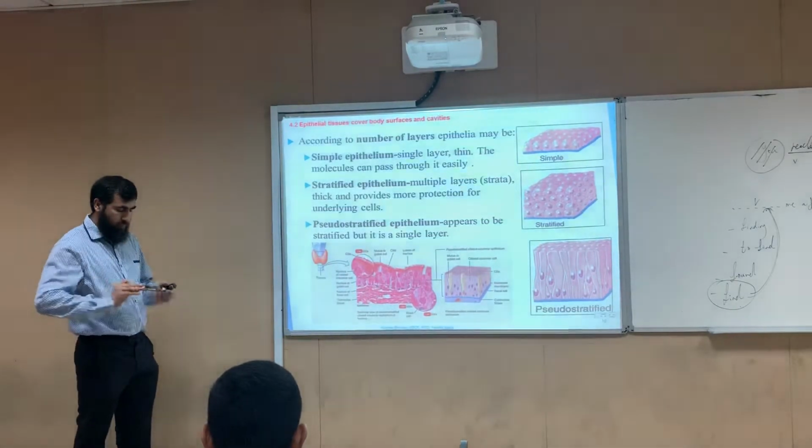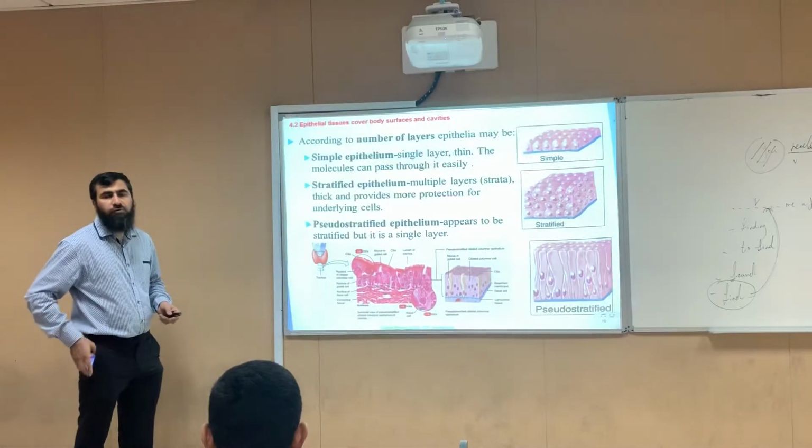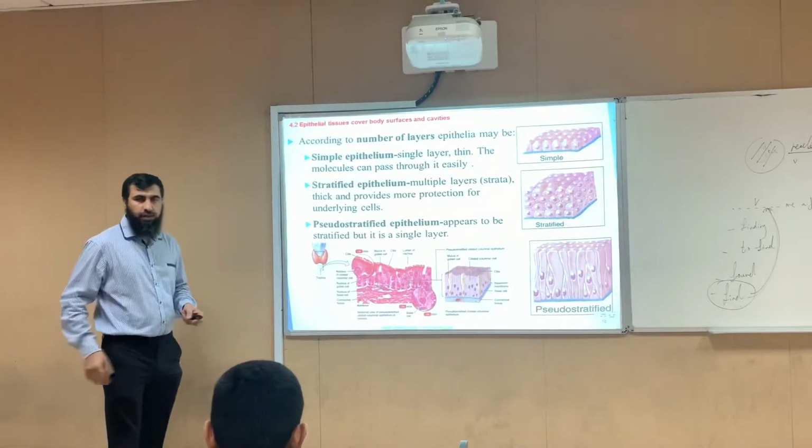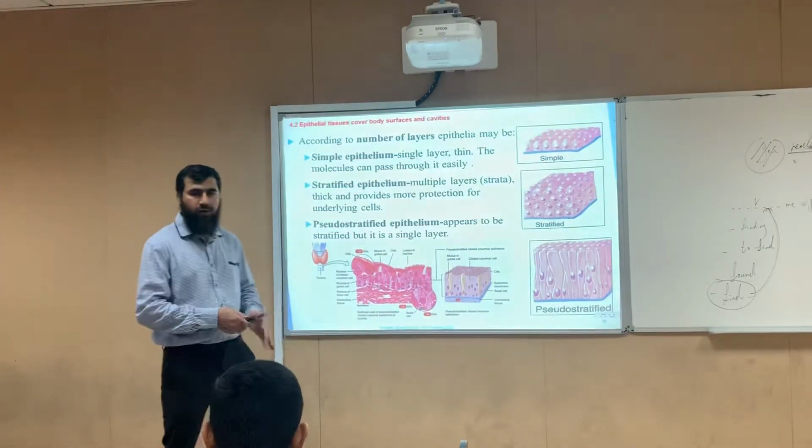Where can we find the columnar shape? Columnar, we find it in the small intestine. Most of the digestive system is columnar, okay?